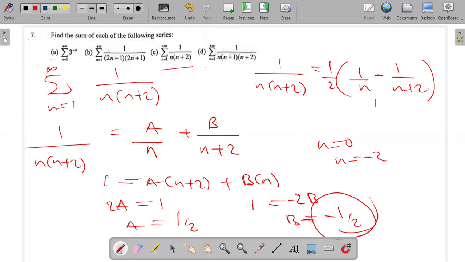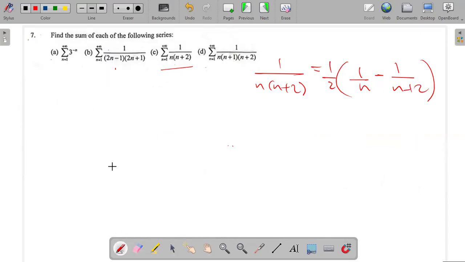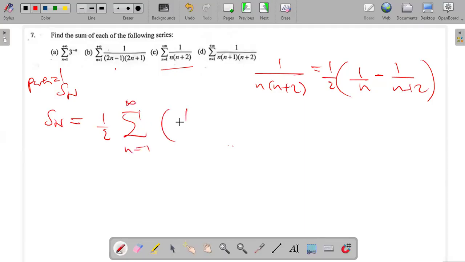So now, again, we're talking about partial sums here, because we have done partial fractions. So the partial sum Sn is going to be equal to the sum, with the half moved to the front, from n equals 1 to infinity, of 1 over n minus 1 over n plus 2. This actually looks similar to what we have been doing.